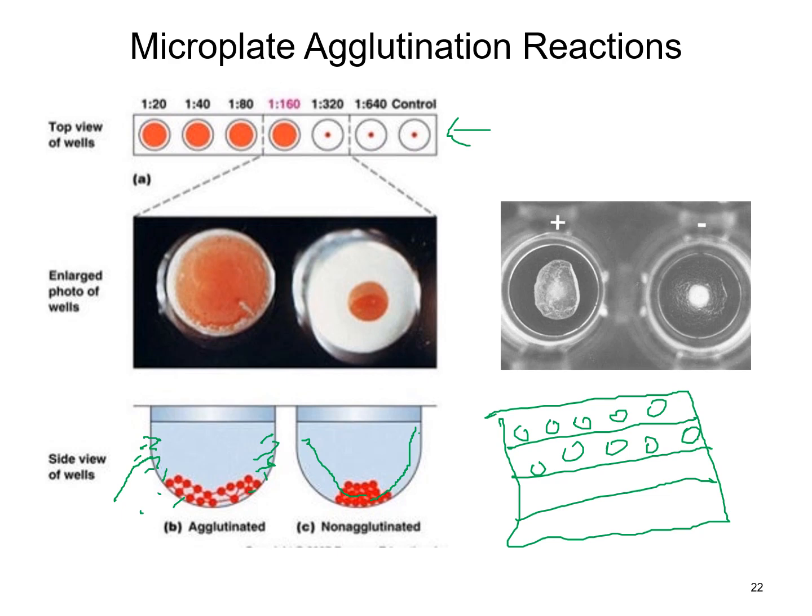So what you're actually looking for is the opposite of the tube, whereas in the tube, our positive reaction was that solid little button. It's the opposite here, where you actually have everything that's kind of stuck to the bottom or outside edges of that well. So this is considered your positive, and this is your negative.